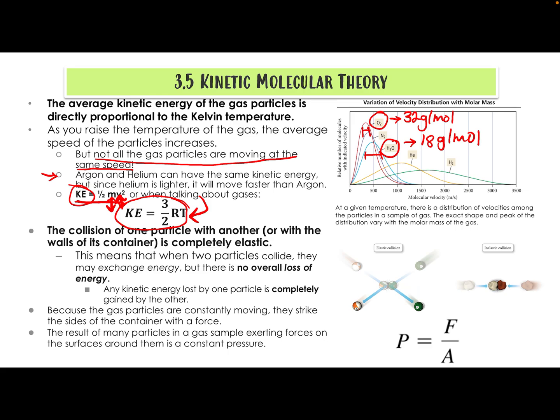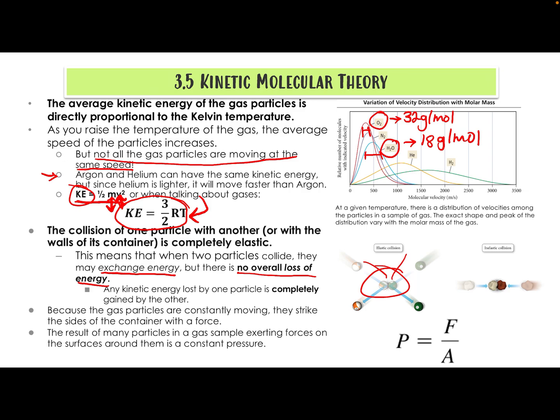Now, the second postulate we're going to look deeper into is that the collision of one particle with another, or the walls of its container, is completely elastic. So what elastic means is that when two particles collide, they may exchange energy, but there is no overall loss of energy. Okay, so when they collide, they may exchange energy, but there's not going to be an overall loss of energy to the environment.